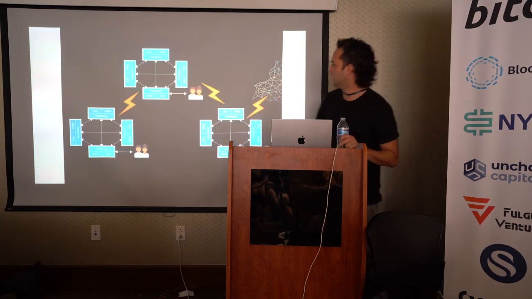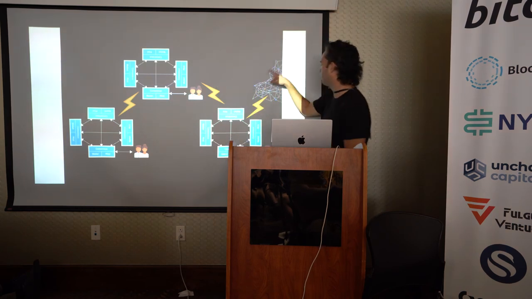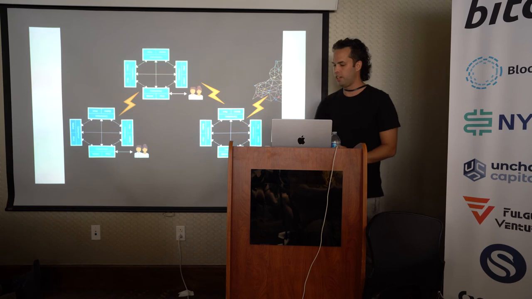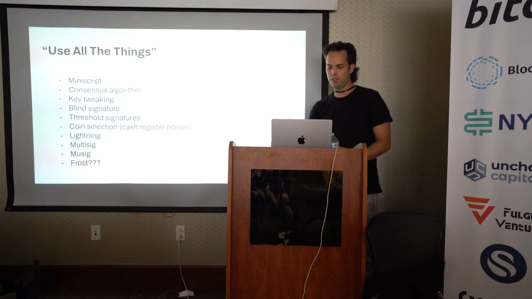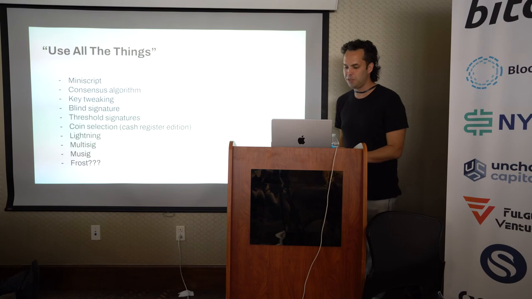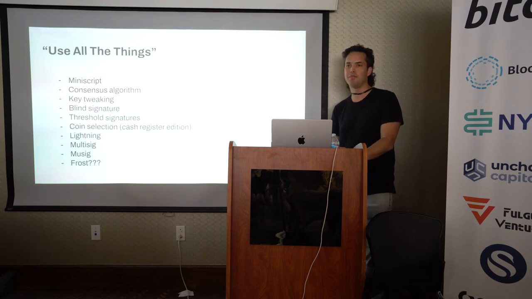So now this is what you have, right? Here are the federations, and it's just Lightning Network between them, and they're connected to the wider Lightning Network as well, which is kind of a cool final thing. For a technical audience, one reason you should pay attention is that it uses all the things, right? You got Miniscript, a consensus algorithm, key tweaking, blind signatures, threshold signatures, Cash Register style coin selection, Lightning, multisig, MuSig, and potentially FROST eventually, right?